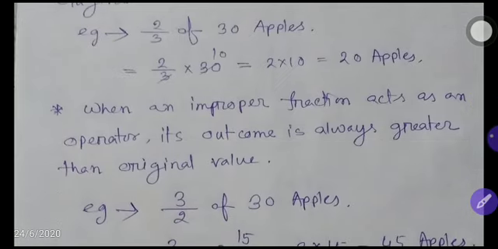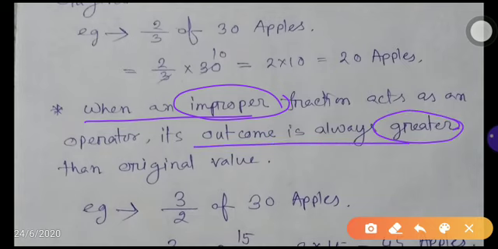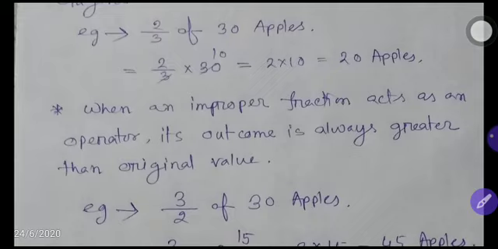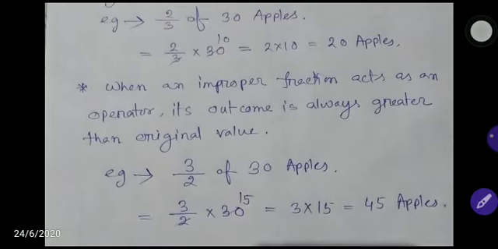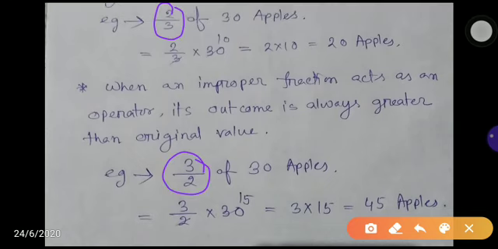Next point you see, when an improper fraction acts as an operator. Okay, if an improper fraction acts as an operator, the outcome will always be greater than its original value. Okay, for example you see, same example we have taken here. Here we have taken 2 by 3, and here we have taken 3 by 2. Okay, 3 by 2 of 30 apples. 3 by 2 is what? Improper fraction.